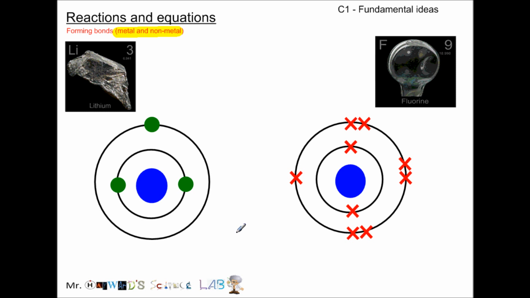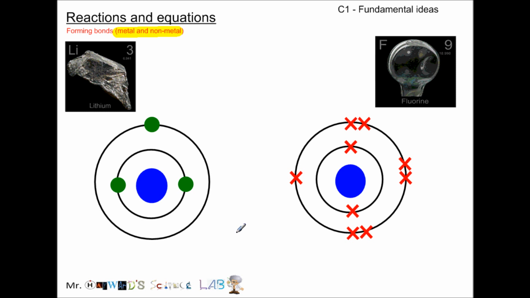The opposite is they can gain electrons, so lithium could gain 7 electrons and have a full outer shell that way, and fluorine could gain 1 electron and fill its outer shell. Now, the atoms do it the easiest way, whichever's easier. So it's as easy to lose an electron as it is to gain an electron. So we're going to say for lithium we could do one of two things.